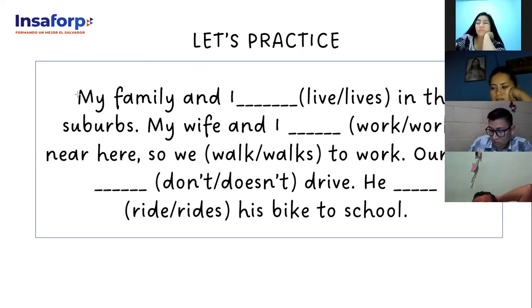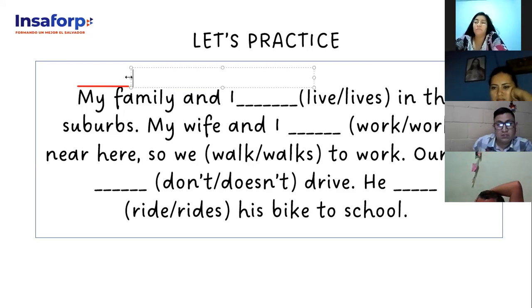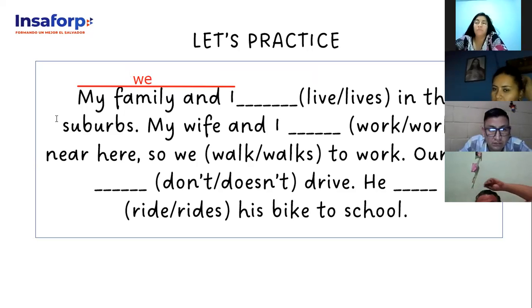Hagamos esto, claro. My family and I, este es el primer sujeto. Quiero cambiar my family and I por un pronombre. ¿Cuál usaría? We. Ah, entonces como ya sé que es we, voy a usar el verbo live. No usaría lives porque no es he or it. Esa es una forma también más fácil de saber identificar cuál verbo es el correcto. Okay. Identify subject. Si me cuesta saber, lo cambio por un pronombre.